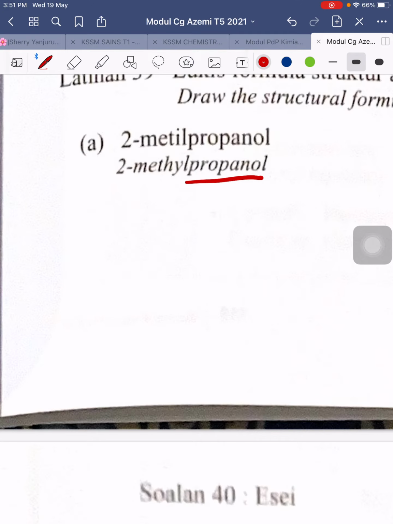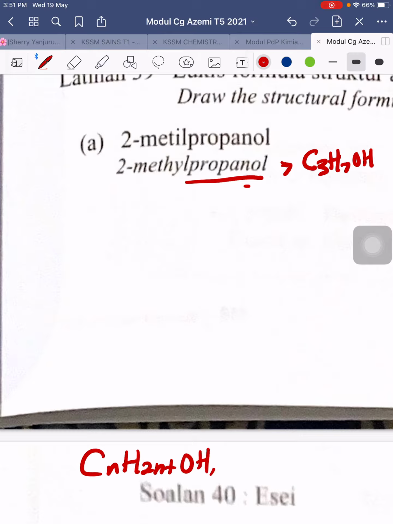You draw the propanol first. Propanol is from C3, right? C3H7OH. From where I got this is from the general formula, CnH2n plus 1 OH, where n is equal to 3. Means the C is 3. So C3H7OH. Okay, so this is the formula.